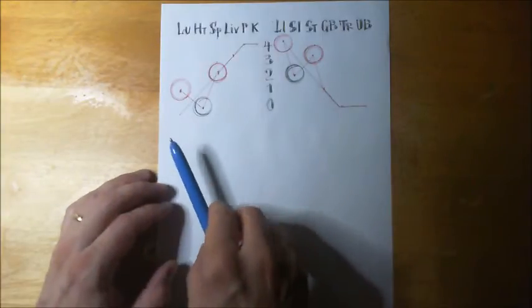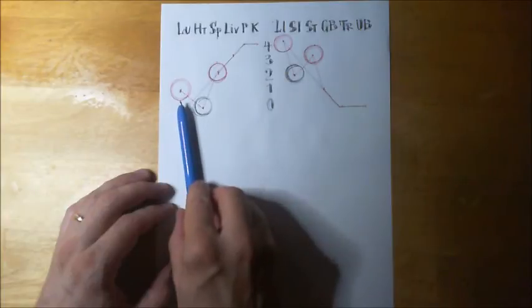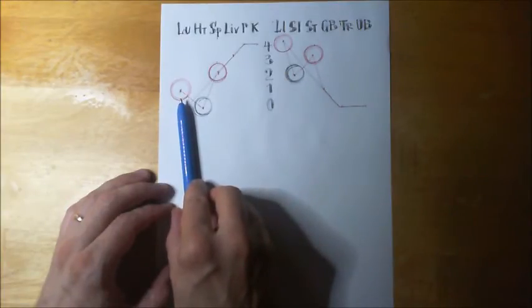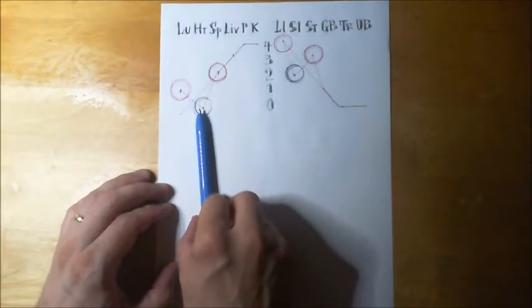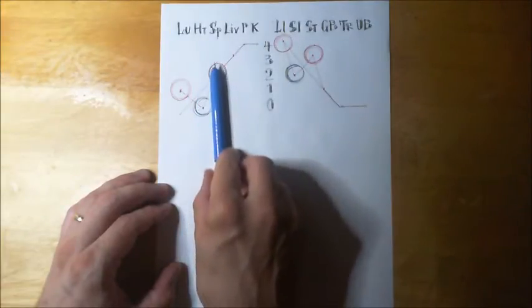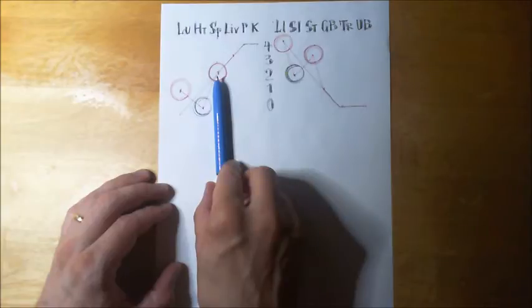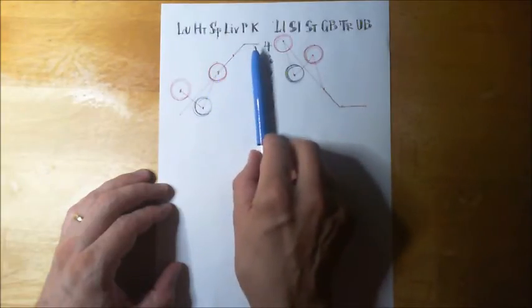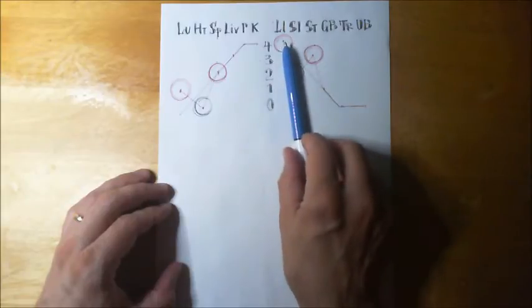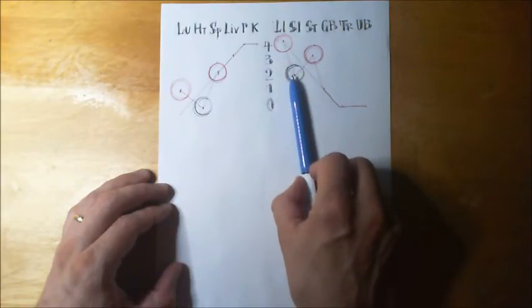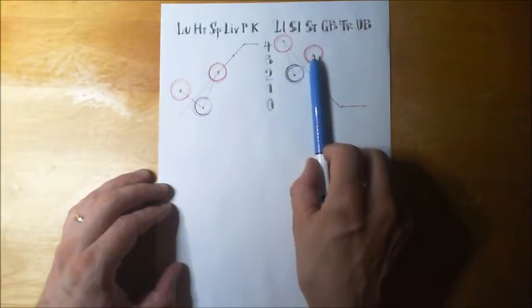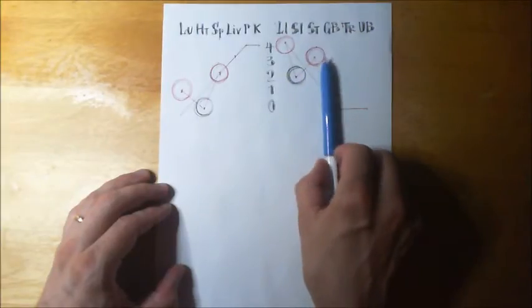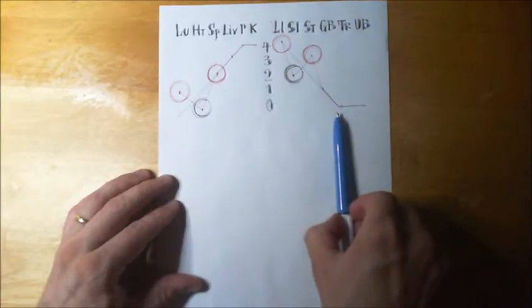So what we see in this pulse map is that we have the patient with a lung wrong excess, heart wrong deficiency, spleen wrong excess, and the rest are normal. Large intestine wrong excess, small intestine wrong deficient, stomach wrong excess, and the rest is normal.